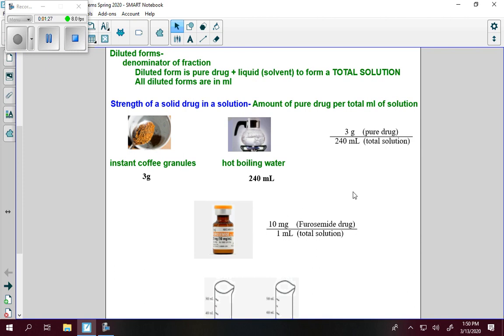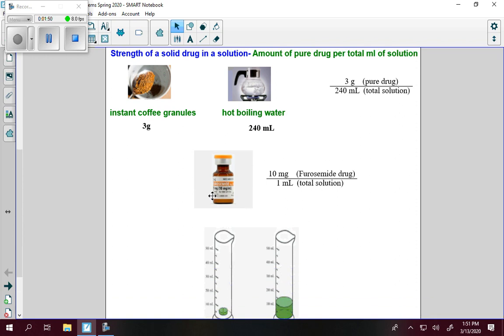So, the strength of a solid drug in a solution would be the amount of pure drug per total milliliter of solution. For example, if we take coffee and you have 3 grams of coffee, that's a very small amount of coffee. But if you add 240 milliliters to the coffee, your concentration would be 3 grams for every 240 milliliters. If you have a bottle already, you see the strength fraction there. It says 10 milligrams per milliliter, which means 10 milligrams is what the actual drug is over 1 milliliter for every 1 milliliter of that solution.